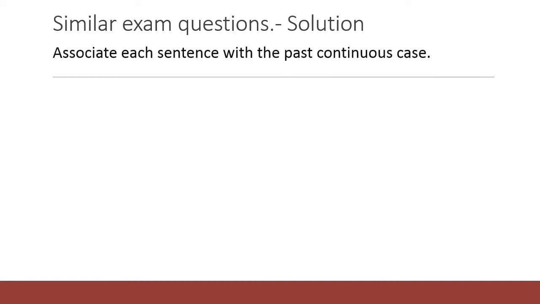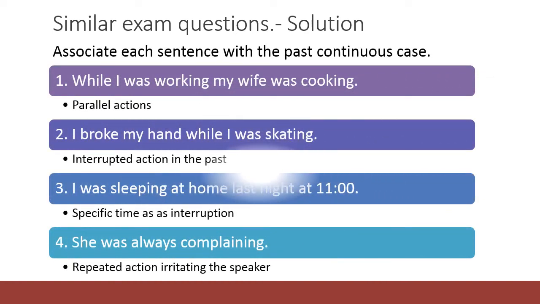Now the solution. Okay, first sentence. While I was working, my wife was cooking. So here what we have to do is to identify the two sentences. The first sentence is I was working, and the other one, my wife was cooking. So in this case, we have past continuous and past continuous, so we're talking about parallel actions.